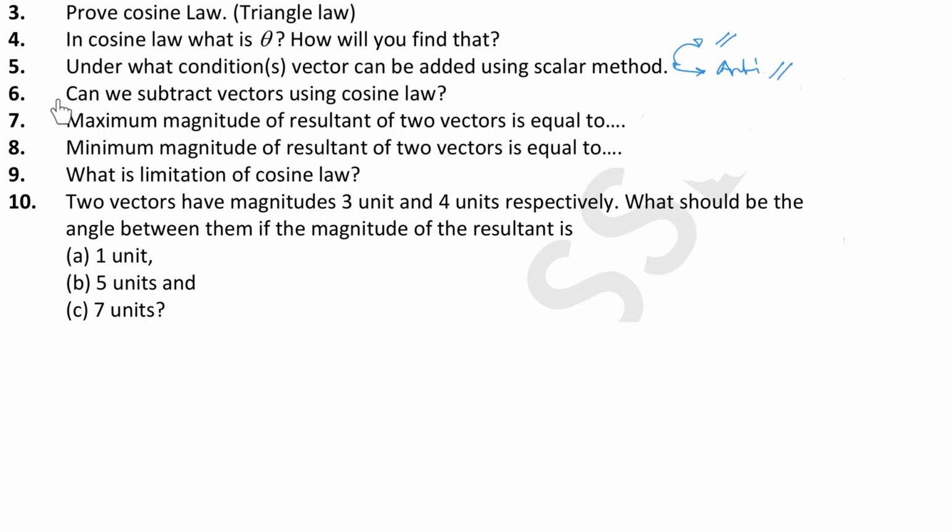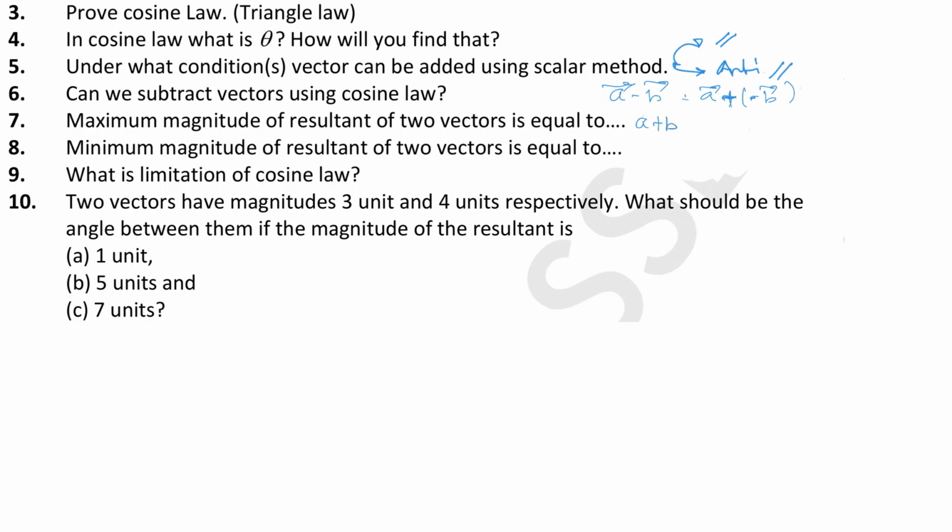Question 6. Can we subtract vectors using the cosine law? Answer is yes, because subtraction is very similar to addition. With what change? Instead of A minus B, vector A minus B can be written as vector A plus minus B. And what is the significance of the minus sign in front of a vector? Direction is opposite. 7. Maximum magnitude of the resultant of two vectors is equal to, this is A plus B.